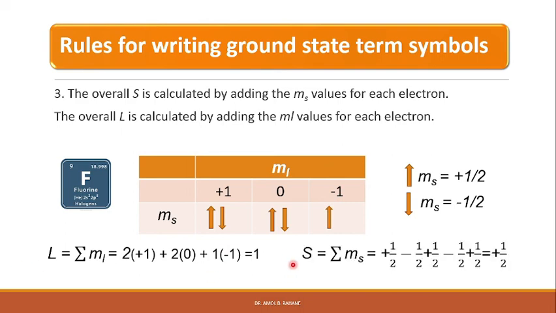Same for S. So capital S we get as summation over MS, right? When spin is up we put MS is equal to +half, and when spin is down we put MS or SZ as -half, and therefore we can write S is equal to +half, -half, +half, -half, +half, which is equal to +half, right? So we get total S is equal to +half. Since L is equal to 1, we get P in spectroscopic notation.